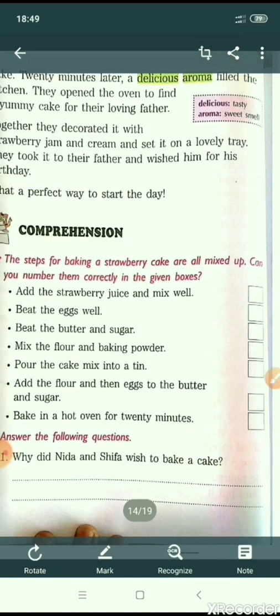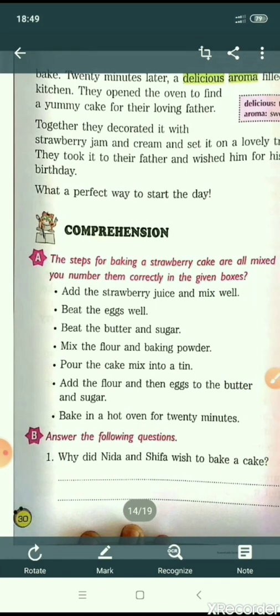Now, next part of the comprehension. Answer the following questions. Number 1. Why did Nida and Shifa wish to bake a cake? Now, the answer is Nida and Shifa wished to bake a cake to make their father's birthday special for him. To make their father's birthday special for him.